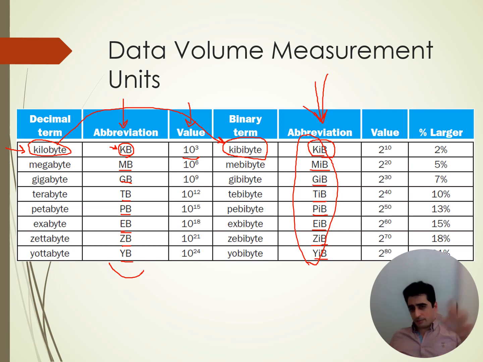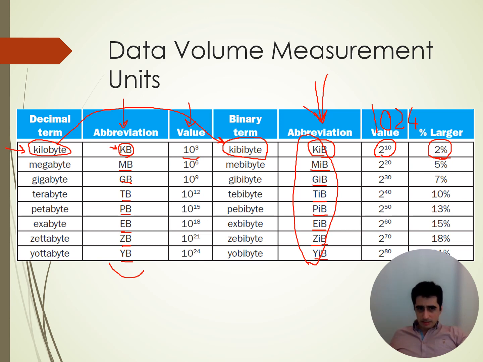The small i between K and B shows that this is the binary version, and the value is a little bit more. It's 2 to the power of 10, which is 1024 bytes. So 1 kibibyte is 24 bytes more than a kilobyte. This shows how much larger the kibibyte is compared to its decimal equivalent.